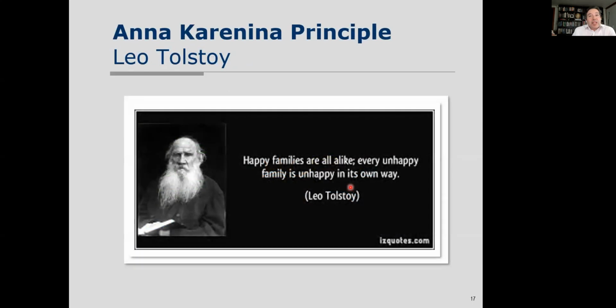Now, there's a very interesting principle called the Anna Karenina principle. Anna Karenina, as most of you know, is a novel written by Leo Tolstoy. It's actually my favorite novel of Leo Tolstoy. And the Anna Karenina principle says that happy families are all alike. Every unhappy family is unhappy in its own way. That's the opening lines to Anna Karenina.